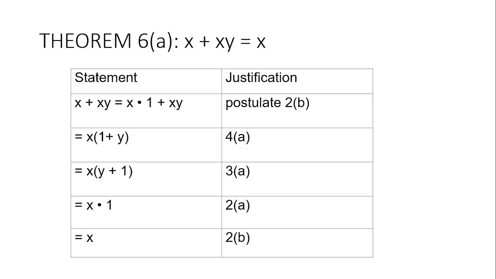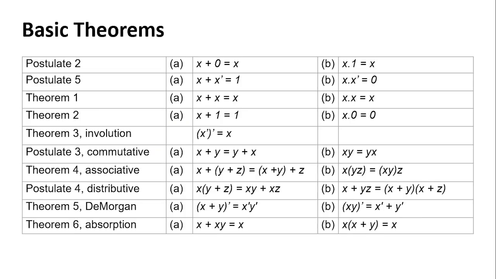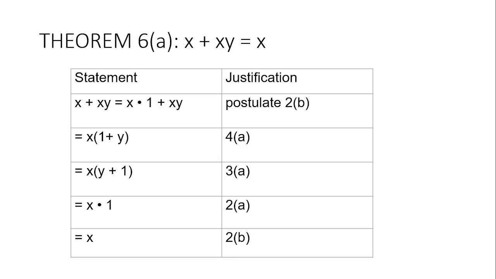Now let's look at theorem number 6. How do we prove that? x plus xy is equal to x. So how to prove that? So x plus xy, now what we are going to do is, we know very well, if you multiply it with 1, it's not going to change. How did you know that? You know very well, x dot 1 is equal to x itself.